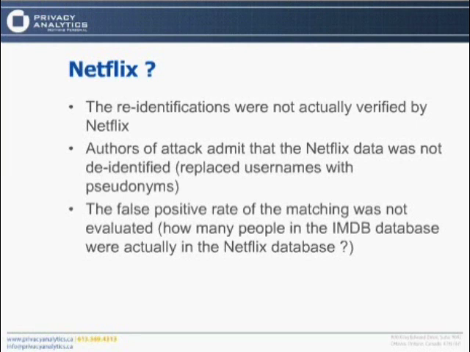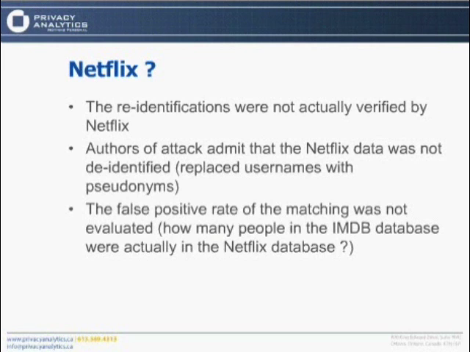And I cannot imagine that everybody who goes to Netflix to watch a movie goes on and rates it right away on IMDb. Surely there's an overlap, but we just don't know how big that overlap is. So there are a number of questions about that attack in terms of its false positive rate and whether the original data set was de-identified to start off with.